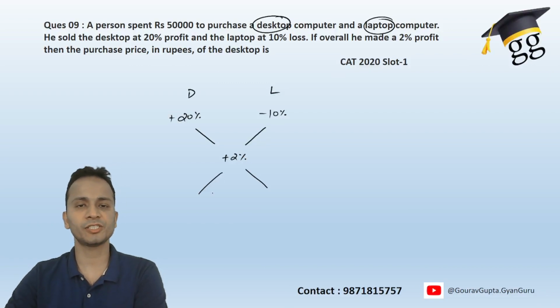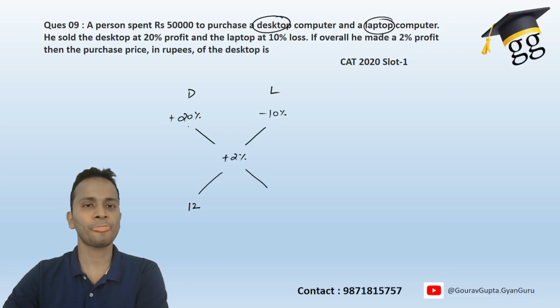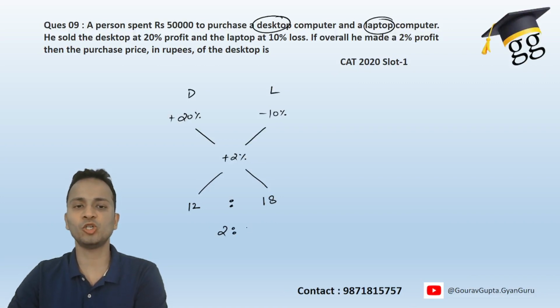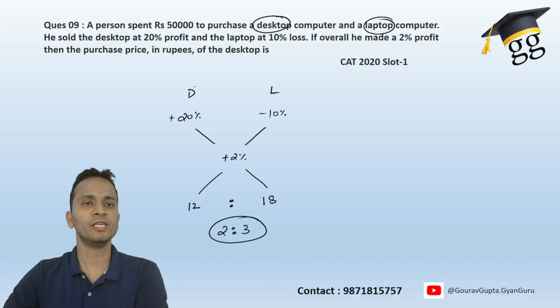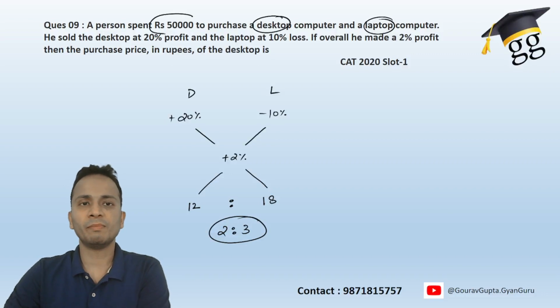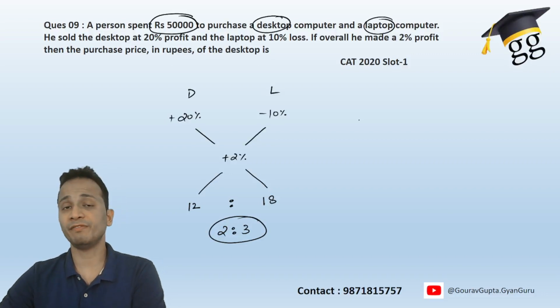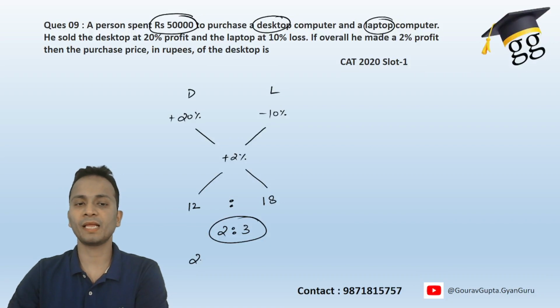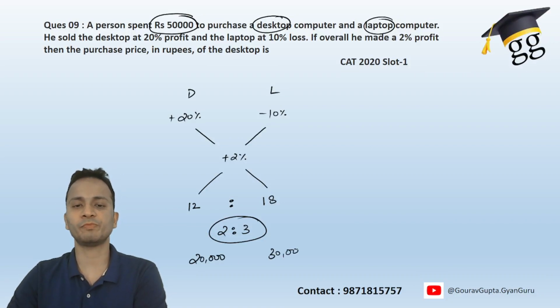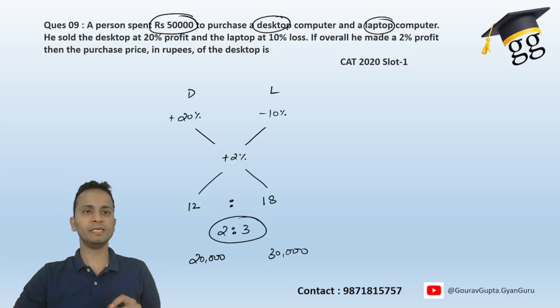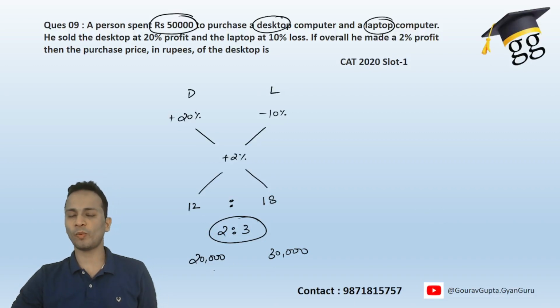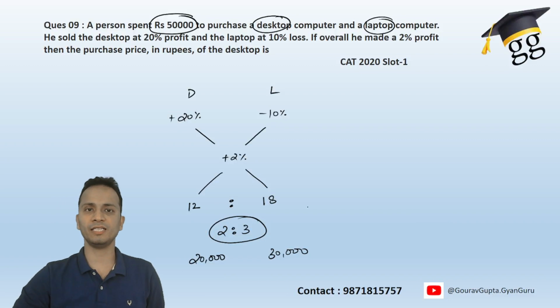Apply alligations. -10 and +2, there is a gap of 12. 20 and 2, there is a gap of 18. So the ratio comes out to be 12:18. That is 2:3. Okay. So the money spent, total 50,000, will be divided in the ratio 2:3. That comes out to be 20,000 and 30,000 respectively. Okay. So he purchased desktop at 20,000 and laptop at 30,000.